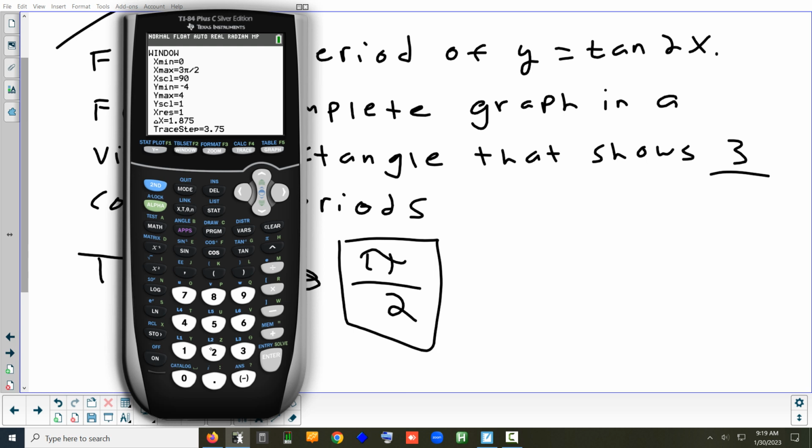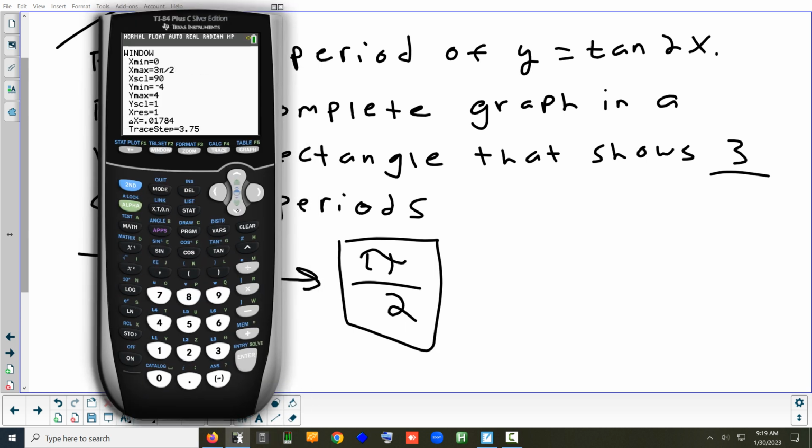It's like if I said to you, set a window that's 10 units wide. You could do 0 to 10. You could do 30 to 40. That's 10 units wide. You could do 100 to 110. There's lots of ways to make it 10 units wide. But I usually start with 0.